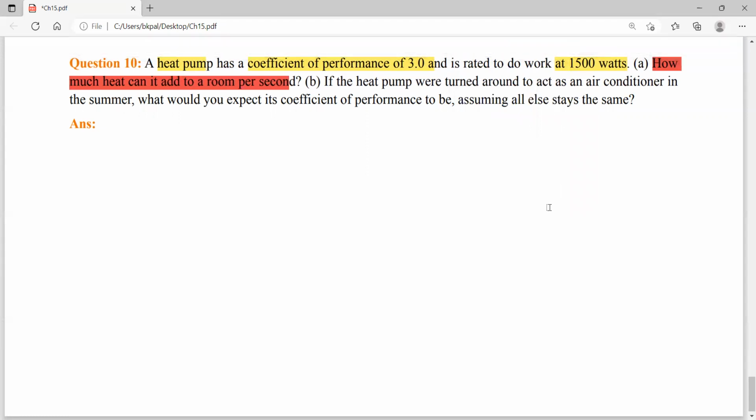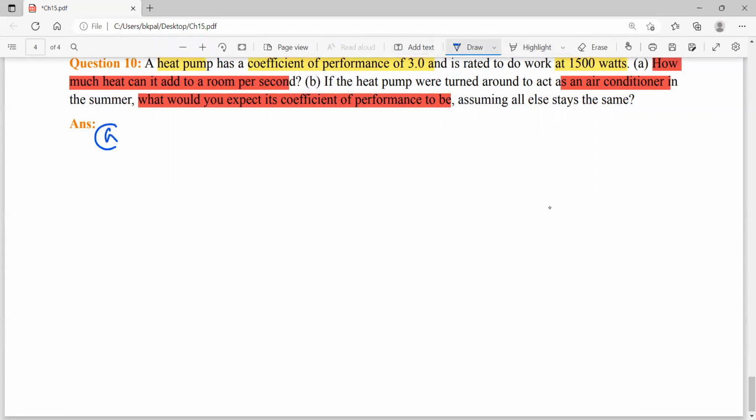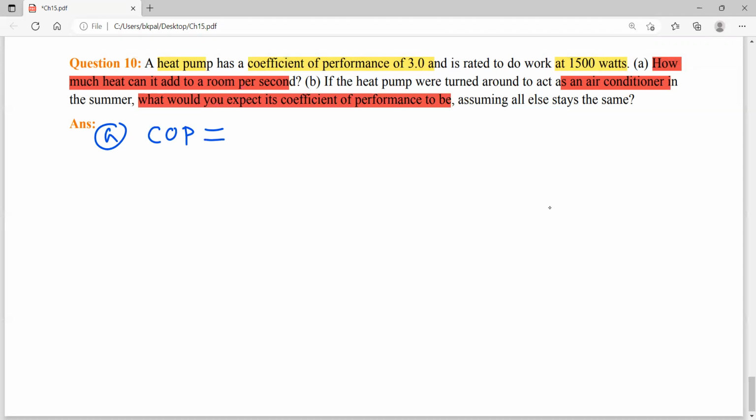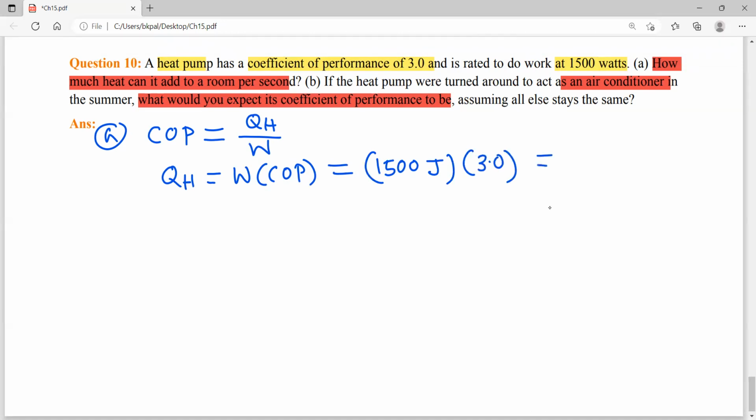And then if you turn around and make it an air conditioner, what would you expect the coefficient of performance to be? So number one, first we have to calculate the QH. You can calculate it from the COP for a heat pump, which is QH over W. So QH is equal to W times COP. W is given, 1500 joule, and COP is given, 3. So it tells us that the heat pump can add 4500 joule of heat per second. Here watt means joule per second.